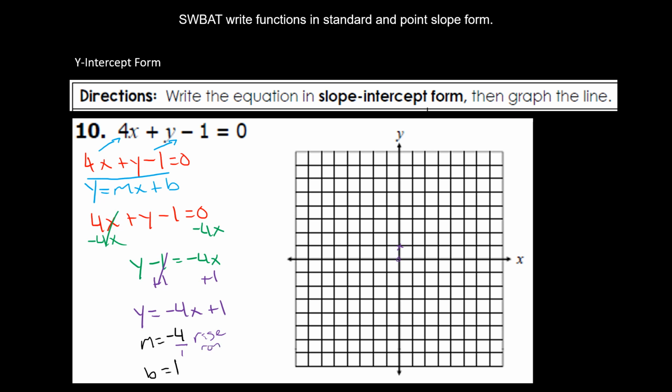So if I'm here at 1 and my rise is -4, I'm going to go 4 units down. So I'm going to go 1, 2, 3, 4, and I'm going to run 1 unit. I can do that again from here and go 1, 2, 3, 4, and then we run 1 unit. So when we draw our line, we're going to have something that looks very similar to this. Hopefully your graph looks better than mine. And we can check our answer by looking at our slope value. Our slope is a -4, so we should be going down from left to right.